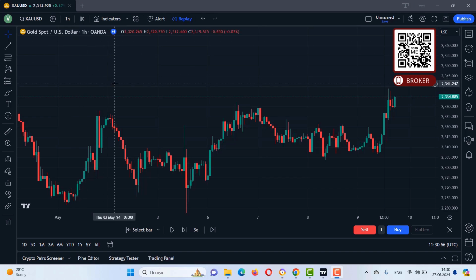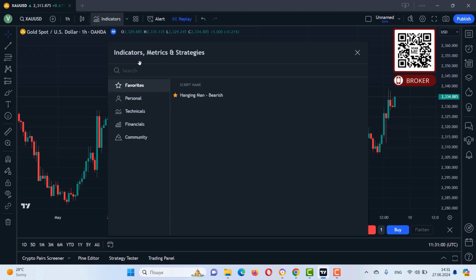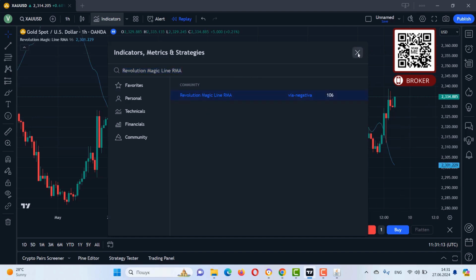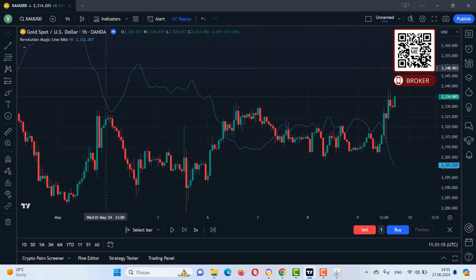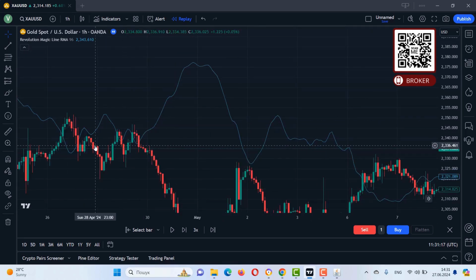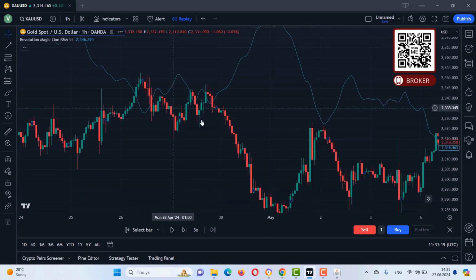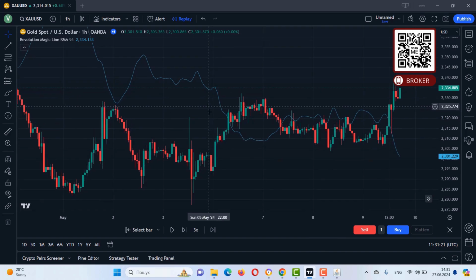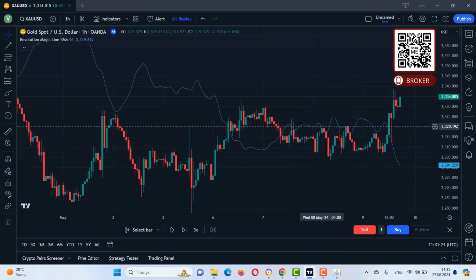And further, we need to add an indicator to our chart. We are now moving on to indicators, and we write in the search, the Magic Line of the Revolution. This is the name of our indicator. Add it to our chart. It looks like this. Next, we need to make some settings with it. Therefore, let's move on to the settings.